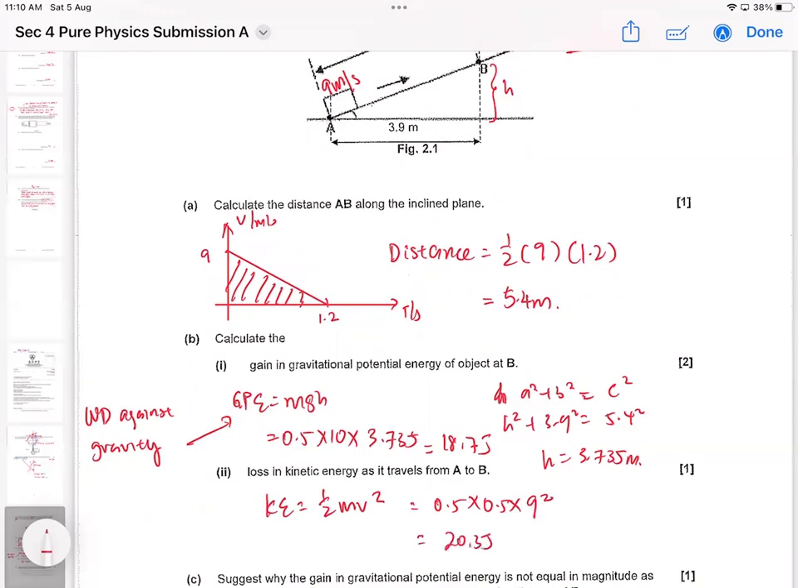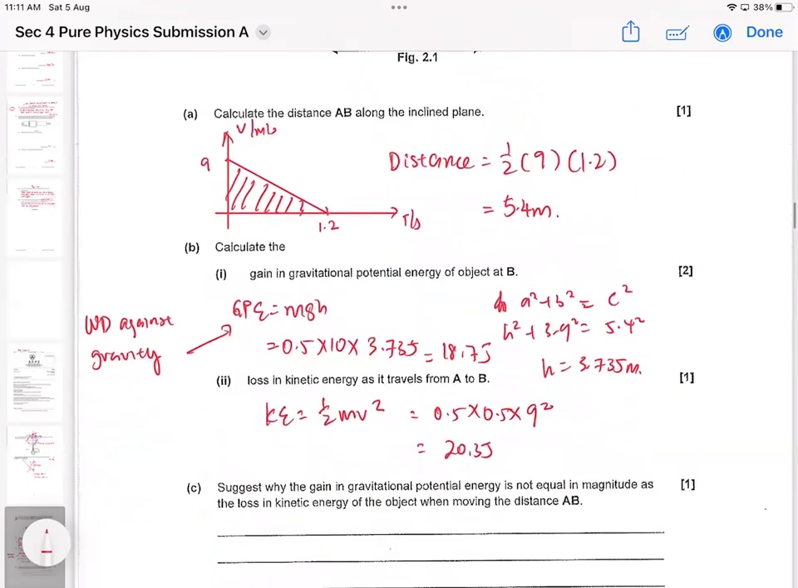Now the numbers here don't match. By right, when it's moving up the slope, whatever loss in kinetic energy should equate to the gain in gravitational potential energy. But we only need 18.7 joules of energy to bring it all the way up to that certain height. Instead, we actually consume 20.3 joules to do only about 18.7 joules of work. So there is a loss over there. Where did the loss go to? Most likely it's the usual work done against friction.